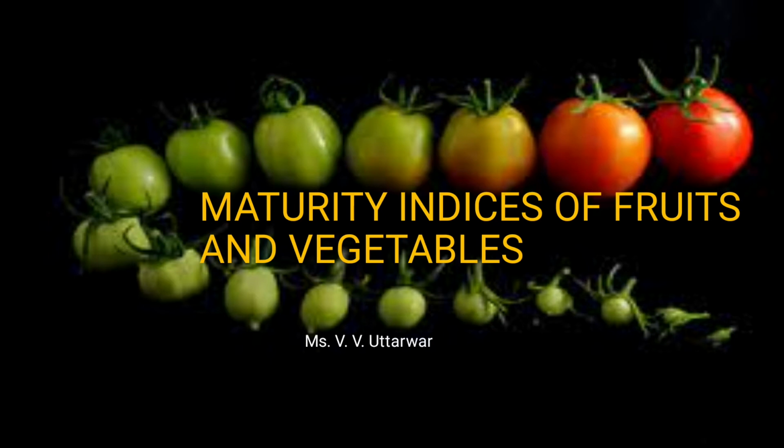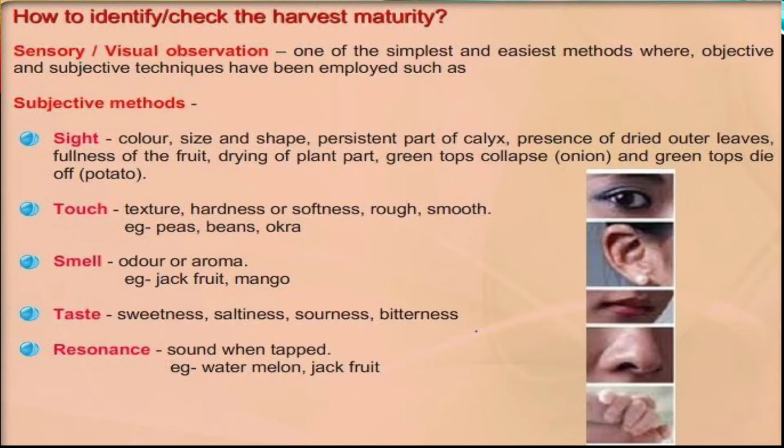Before this, we have gone through the introduction and some physiological methods for assessing maturity, and we'll go to the next point of our topic. Now in this second video, we will see how to identify and check the maturity indices. So there is a sensory and visual observation method. It is one of the simplest and easiest methods, where objective and subjective techniques have been employed, such as subjective methods, that is sight, touch, smell, taste and resonance. Through this we can assess the maturity.